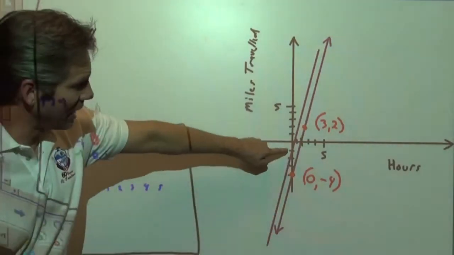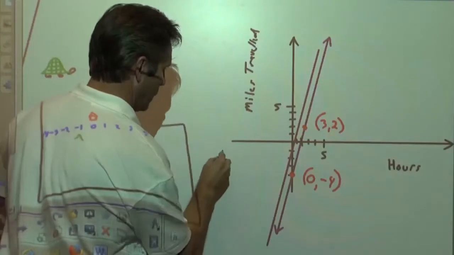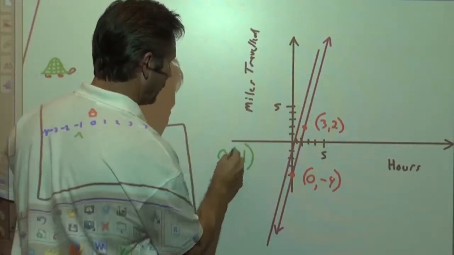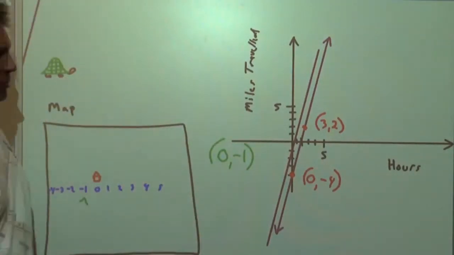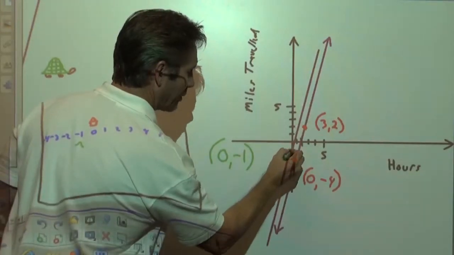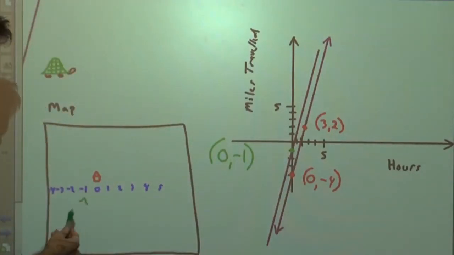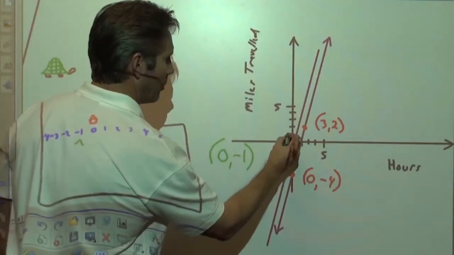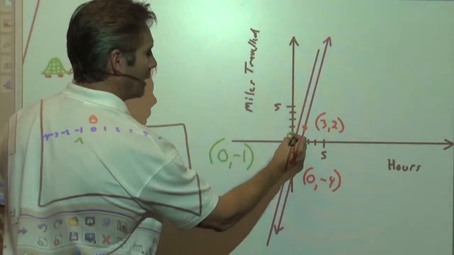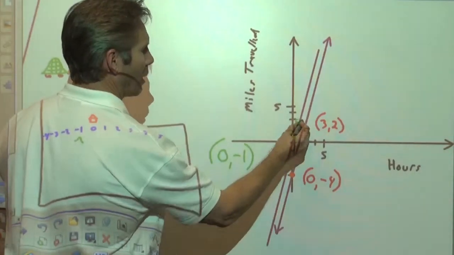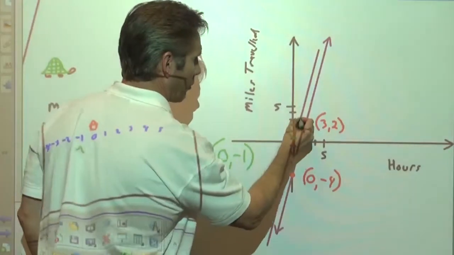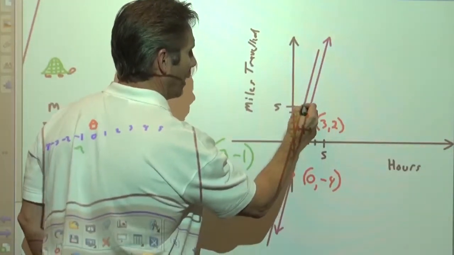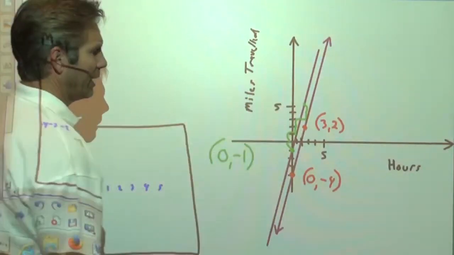It started out at time 0, 1 mile to the west of the house. So that would be that y-intercept right there. And then it keeps traveling at 2 miles per hour, so it goes up 2 miles while it goes over 1 hour, up 2 miles while it goes over 1 hour, and so on. As it goes over 1 hour, it goes up another 2 miles. So you get this line right here.